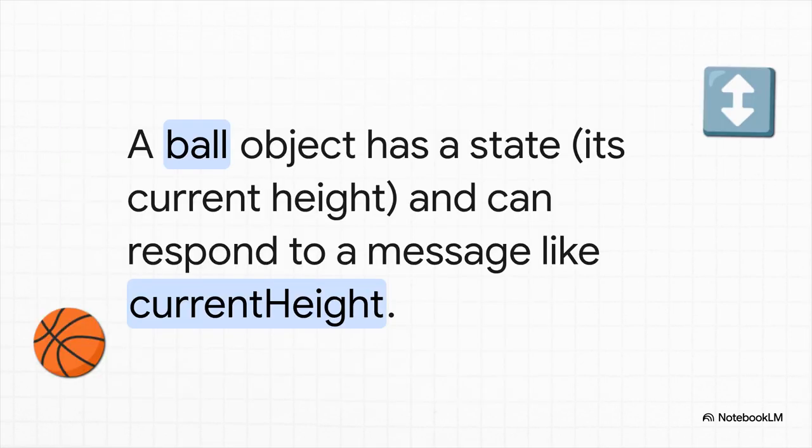Okay, let's make this real. Imagine we're coding a super simple game with a bouncing ball. That ball would be an object. Its state, the data it needs to remember, is its current height off the ground. And its behavior? What can it do? Well, it can report that height to another part of the program. Simple, right? The state is what it is, and the behavior is what it does.